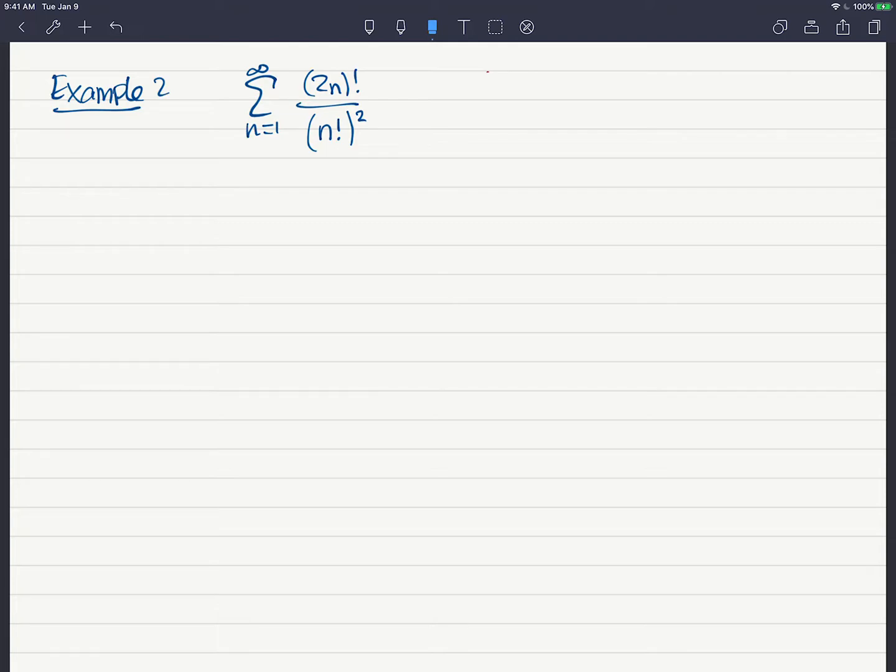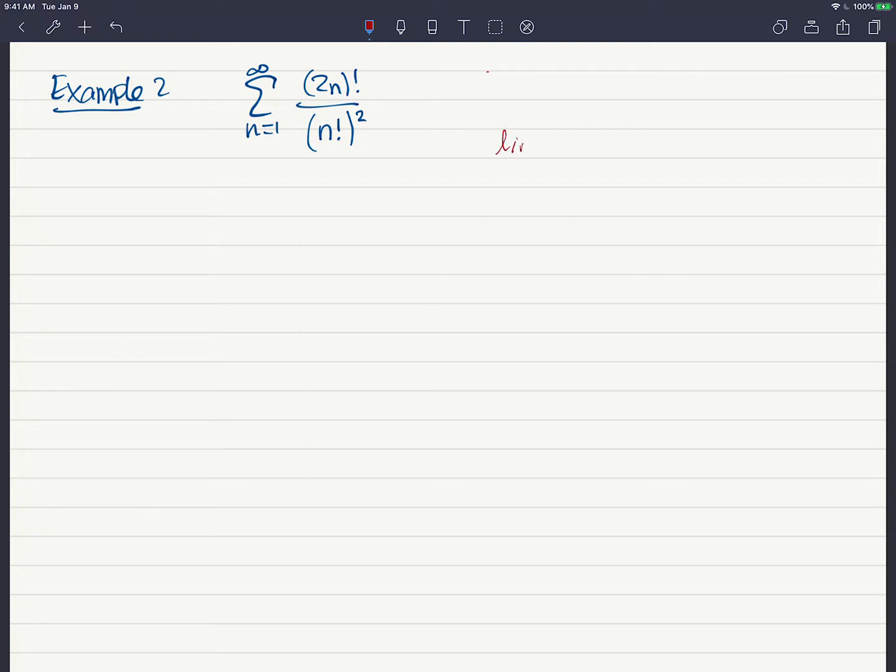So in this video, we're going to use the ratio test to check if this series converges or not. How do I know I'm going to use the ratio test? Whenever we use the ratio test, we want things to cancel between the next term and the previous term. I'm going to write down the ratio test, in case you remember what it is.